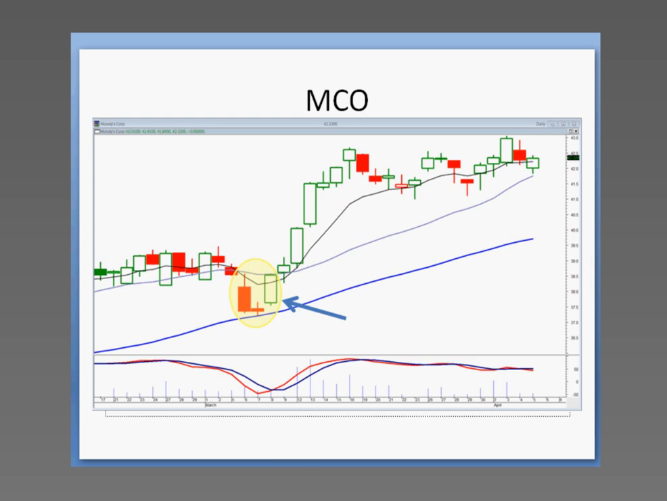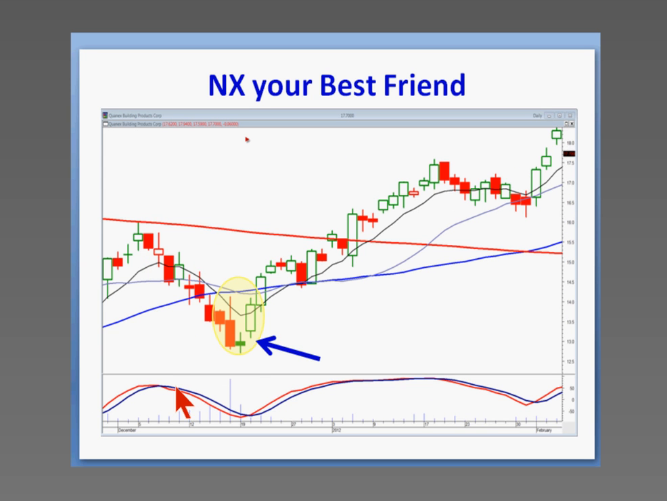Let me flip through a few more, and then I'll get back to some of the questions. There's that Morningstar signal again. Oh, that's because we went backwards. Morningstar signal and a close above the T line. This is a very simple entry and exit strategy.